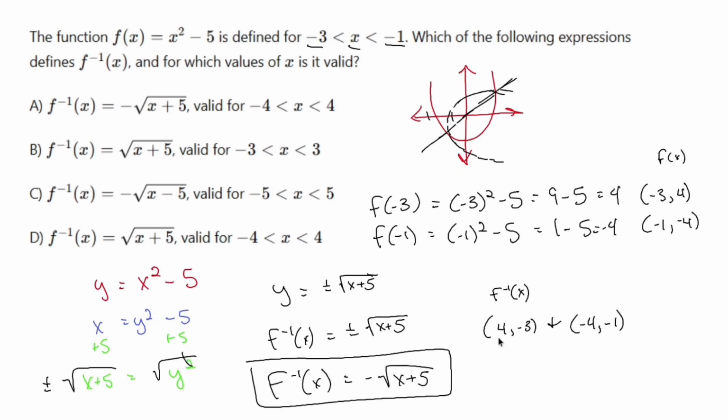Now, if I care about the x values, I care about magic happening between -4 and positive 4. So all the fun stuff is going to happen between -4 is less than x is less than 4. So my final answer is going to be f inverse of x equals negative square root of x plus 5, and that's going to be valid for all x values between -4 and positive 4. The answer is A.